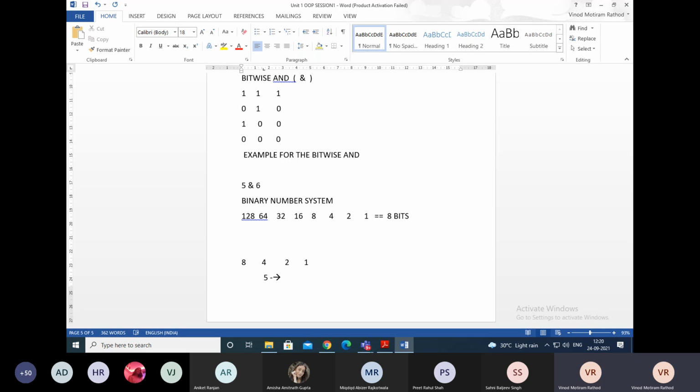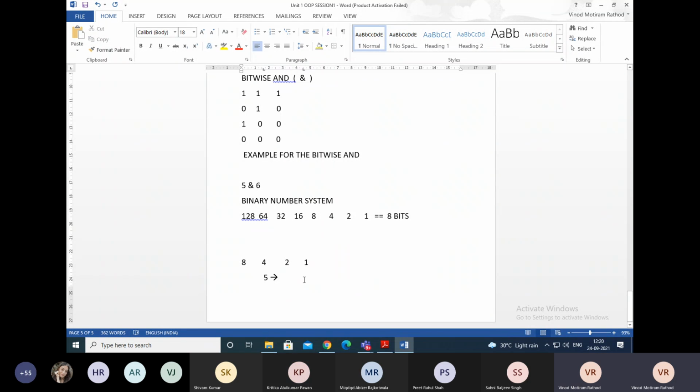How can we form 5? Anyone? LCM method, sir. So see, now the question is that I want to form this 5. How can we get the 5? Which numbers do I have to add to get 5? 4 and 1. Correct.